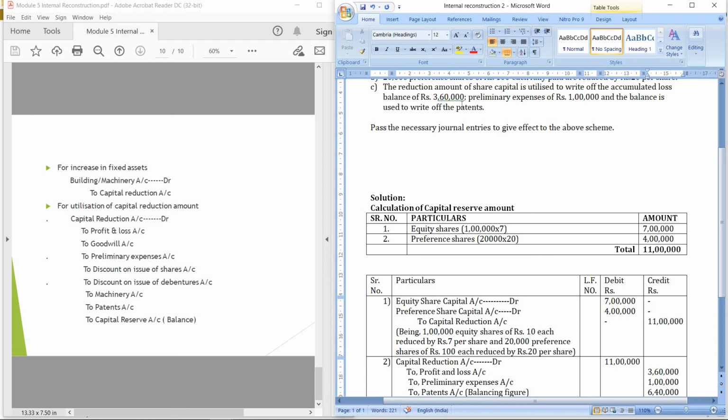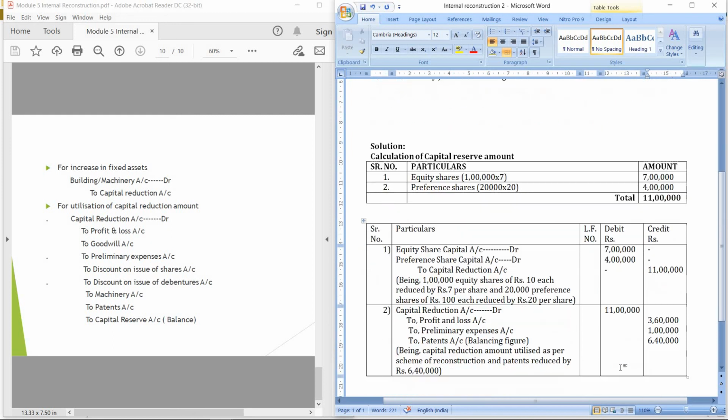So we have done as per the information given in the problem. First you have to write off the loss, then preliminary expenses, then whatever balance remains, you have to use to write off the patents. Narration will be: being capital reduction amount utilized as per the scheme of reconstruction, and patents reduced by rupees 6,40,000. So this is how you pass the journal entries for reduction of share capital.